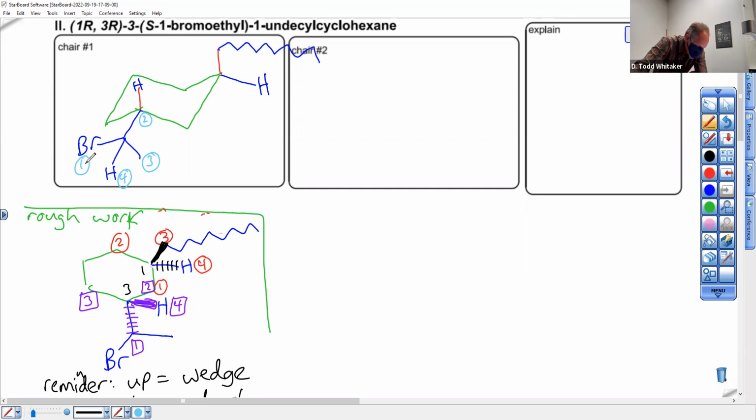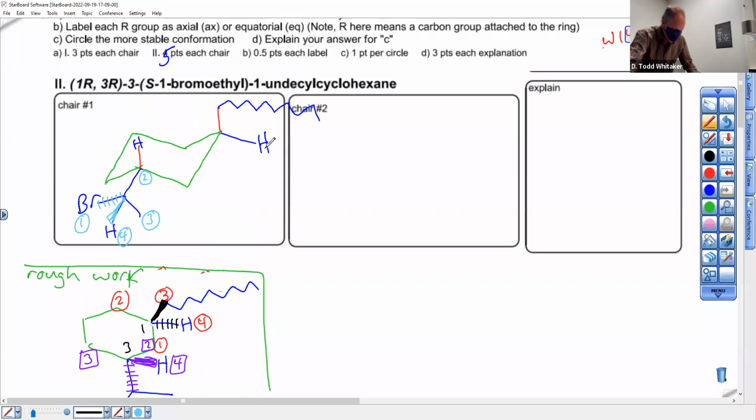So what's our fix? 1, 2, 3 is clockwise. Oh, don't put the 4 on a dash. Put it on a wedge. And pick an adjacent bond for the dash. The bromo's adjacent. There, you got 5 out of 5 there. Next chair is a lot easier. All the hard work's early in this question.